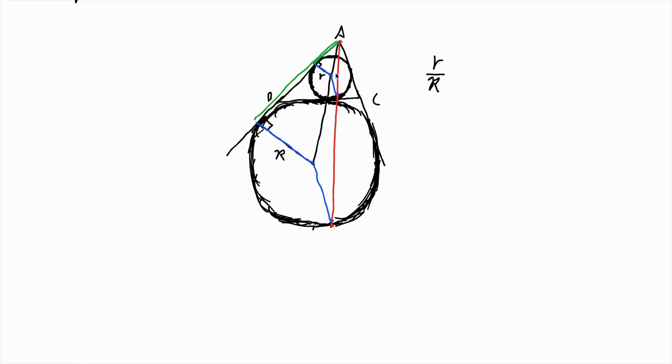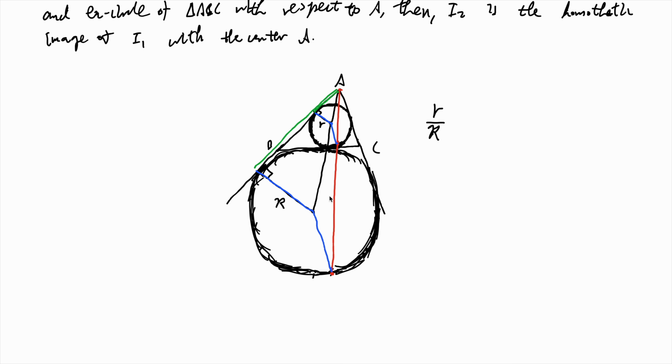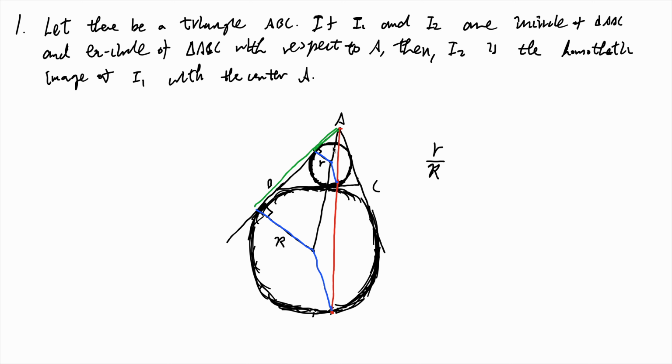And because every case is the same, except for the tangent ones, but we already proved the tangent ones, we know that I sub 1 and I sub 2 map to each other. So I sub 2 is the homothetic image of I sub 1 with respect to A. That means we can recreate I sub 2 from I sub 1 by dilating with respect to A. Yes. So that's our first lemma.